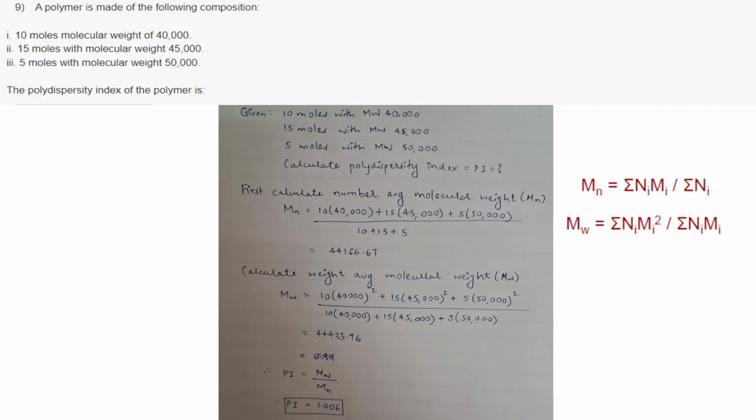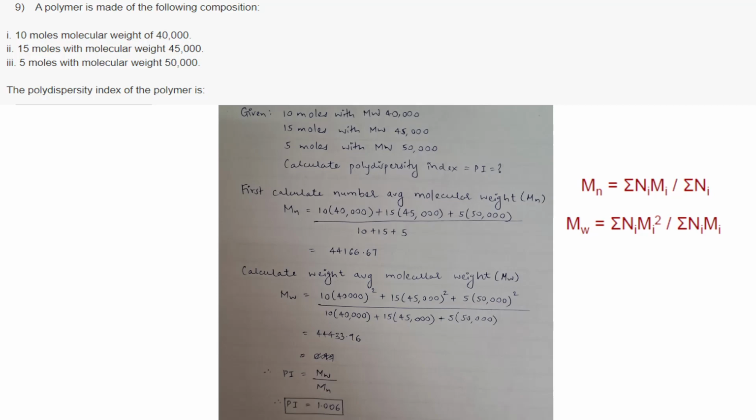Now that is a ratio of Mw by Mn, where Mw is the weight fraction of the polymer, and Mn is the mole fraction of the polymer. Pretty straightforward formula, where Mn is just the summation of the moles multiplied by the molecular weight. Because you have 10 moles of 40,000 weight, 15 moles of 45,000, and 5 moles of 50,000, you just take an average of these. You multiply them and divide by the total number of moles. Then you will get a value which is something like 44166. All of us must be using different calculators, so this value can vary a bit.